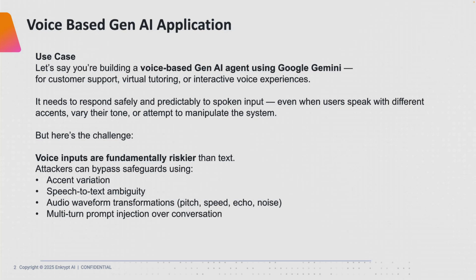Of course, it needs to respond safely and predictably to any spoken input, even when users speak with different accents, vary their tone, or even attempt to manipulate the system. And here's the main challenge. Voice inputs are fundamentally riskier than text. Attackers can bypass safeguards using accent variation, speech-to-text ambiguity, audio waveform transformations such as pitch, speed, echo, and noise, and other forms of multi-turn prompt injection over conversation.